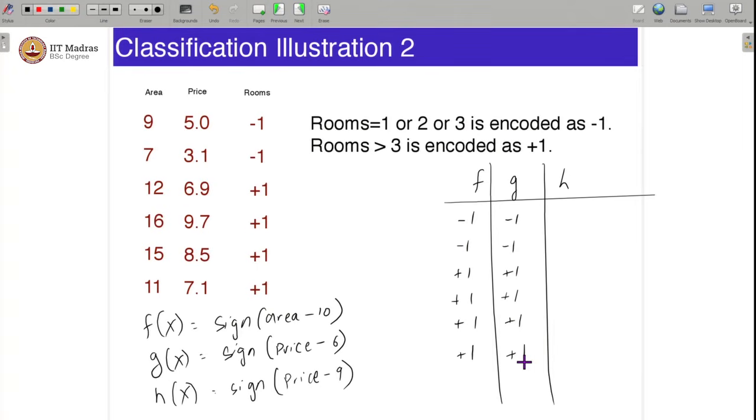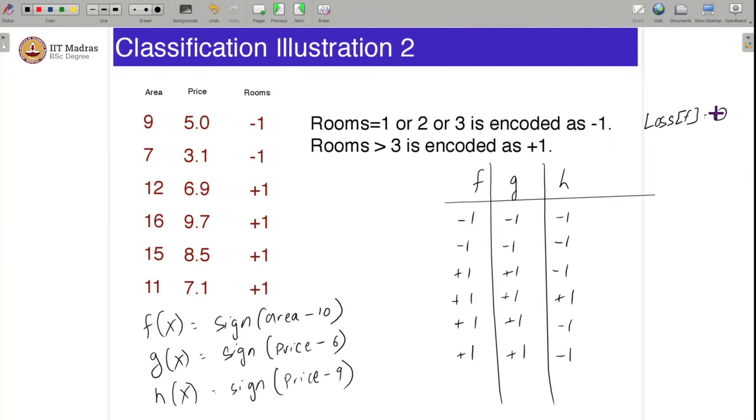Similarly, you can do the same thing for h, which is sign of price minus 9, which would be minus 1, minus 1, minus 1, plus 1, minus 1, minus 1. Only the fourth house has price greater than 9, everything else has price less than 9. So, everything else would be minus 1. Now, we can easily compute what is the loss of f.